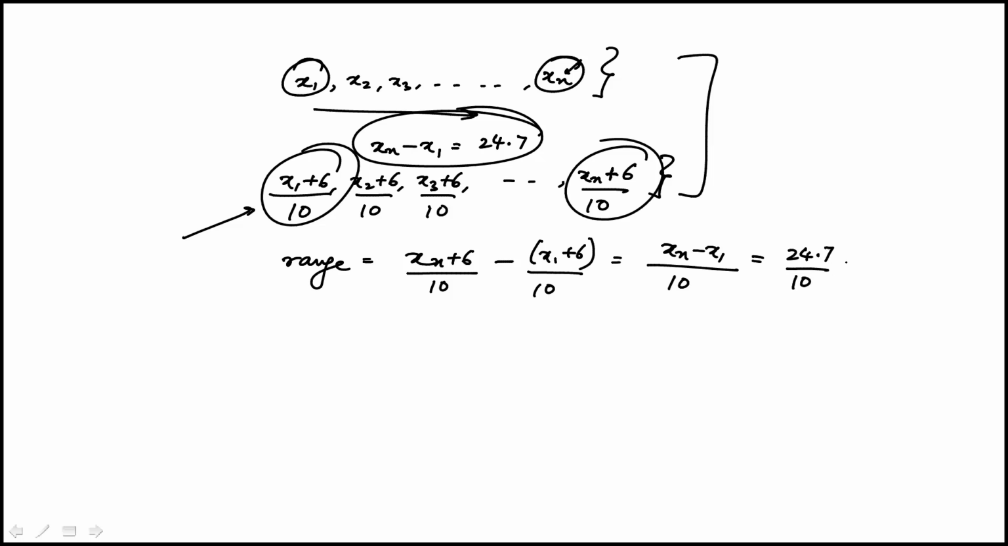Some of you might have seen this result immediately and without having to do any of this. That's great, but if you're having trouble, this kind of helps you see why the result is 2.47, which is choice E.